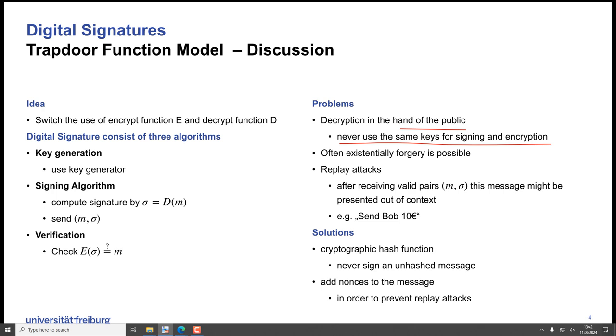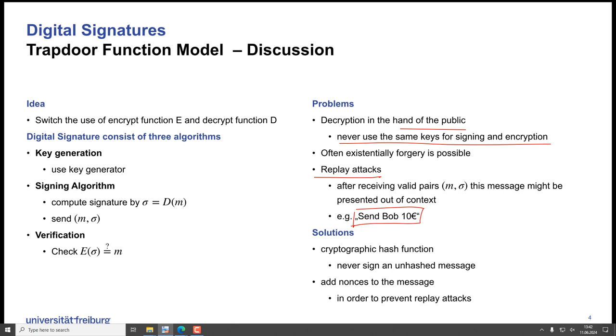Another problem that you have is replay attacks. If you have a message like send Bob 10 euro, then Bob might reuse that very often, because it's obviously good for Bob to get 10 euros, so he takes it again. In cryptocurrency, this is called the double spending problem, where you spend money twice. So you have to have some kind of mechanism to make sure that this doesn't happen.